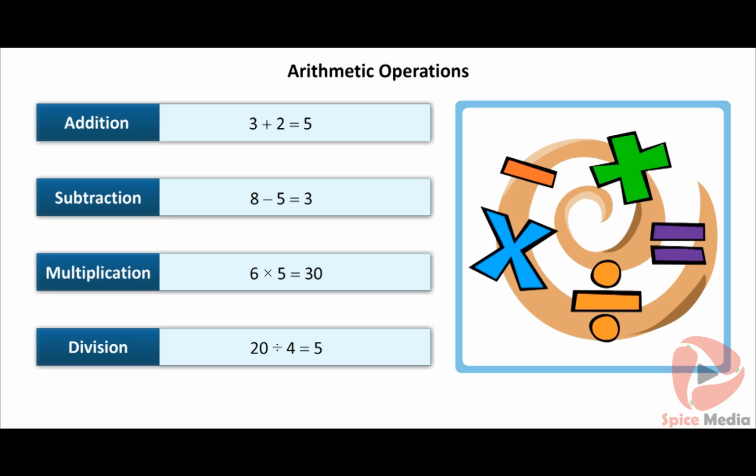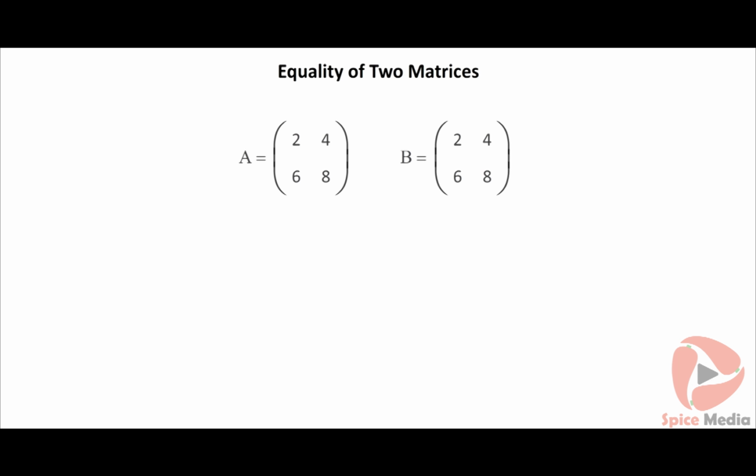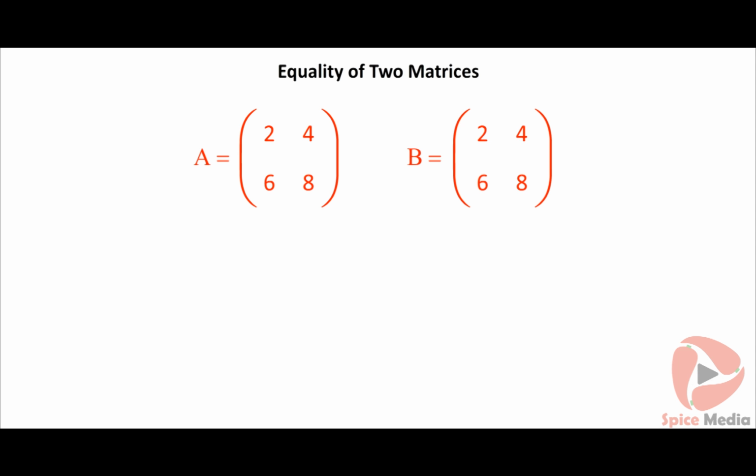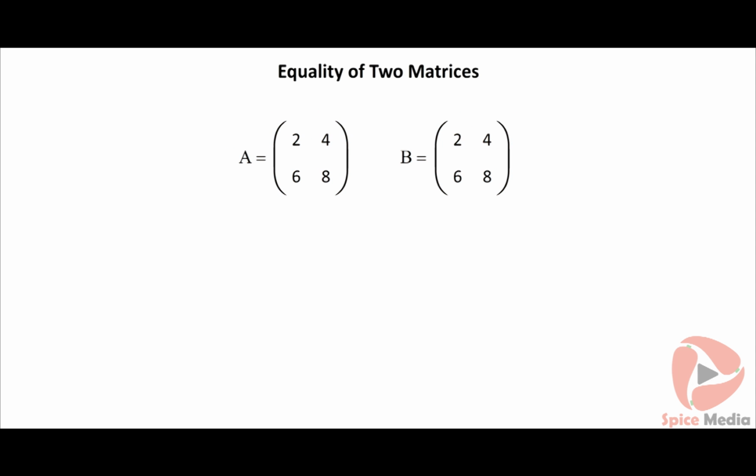Arithmetic operations. You will be very familiar with basic arithmetic operations like addition, subtraction, multiplication, and division. In the same way, matrices can also be added, subtracted, and multiplied. Before going into detail about the operations on matrices, we will discuss the equality of two matrices. Consider a 2 by 2 matrix A equal to 2, 4, 6, 8 and B equal to 2, 4, 6, 8.